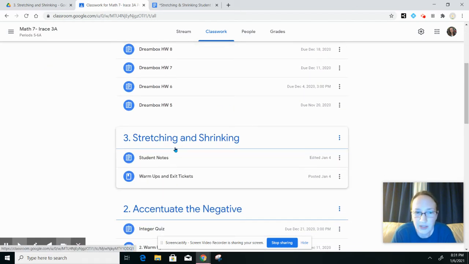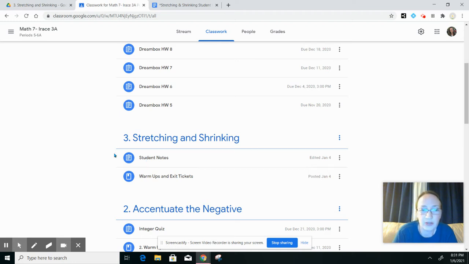We're in Unit 3, Stretching and Shrinking, and when you click on those student notes, it's going to open the same copy of the notes that you were working in the other day. So anything that you had typed into those notes, any examples you completed should be there. If you didn't get to your notes the other day, you're going to want to go back and do the video from earlier this week because everything that we're doing today is based on what you learned how to do last class.